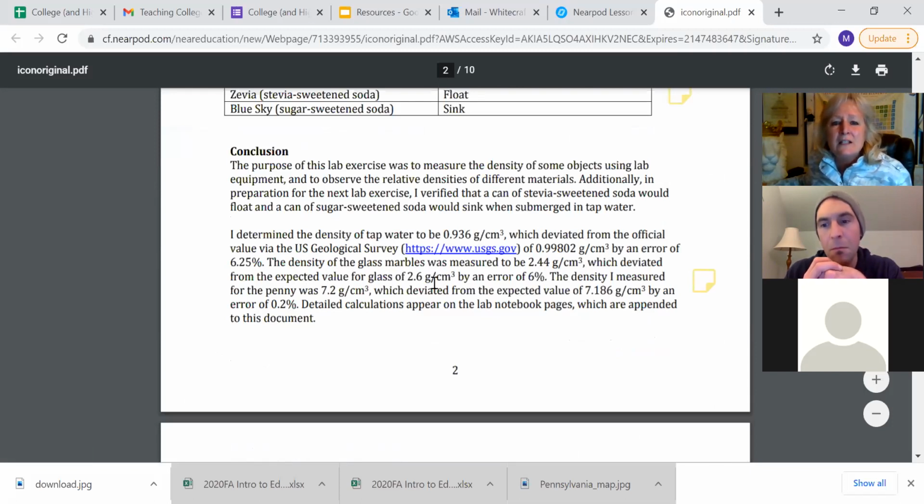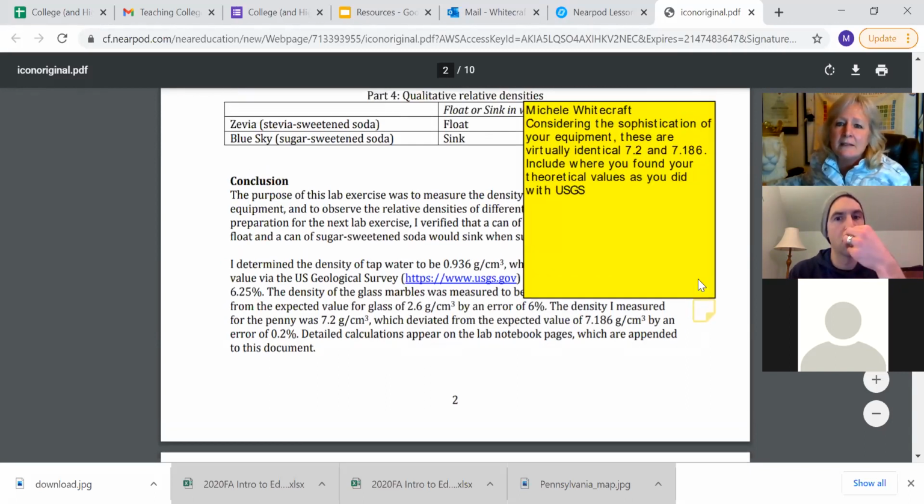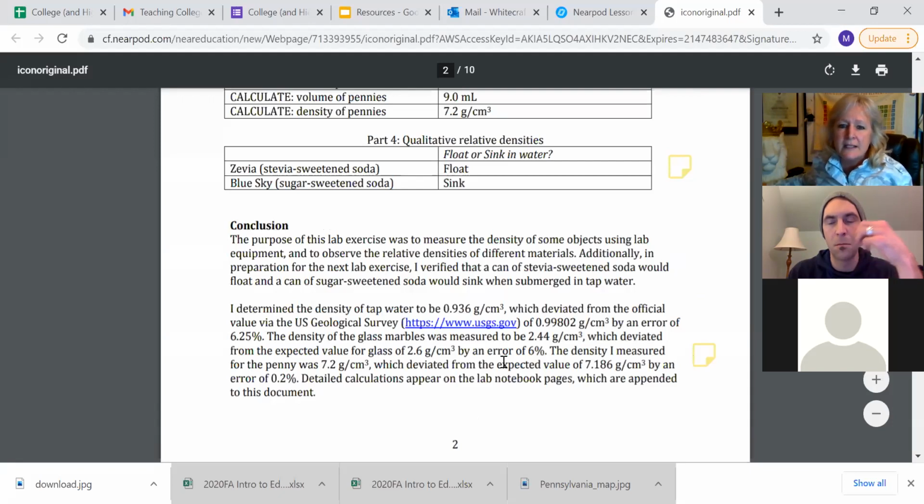And in that quest, they learned that there are all types of glass: flint glass, crown glass. So they were asking me, which glass should I go with? Well, look at your percent error. We don't know what glass it is, but you can make a good educated guess if you consider which percent error was the lowest of all of the glass. And then the density I measured for the penny was 7.2 grams per cubic centimeter, which deviated from the expected value of 7.186. And then I can just make my comments, with sig figs, that's virtually identical.